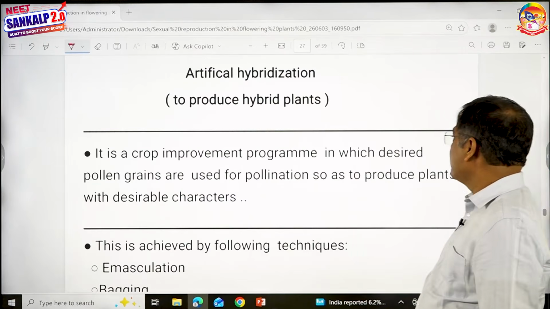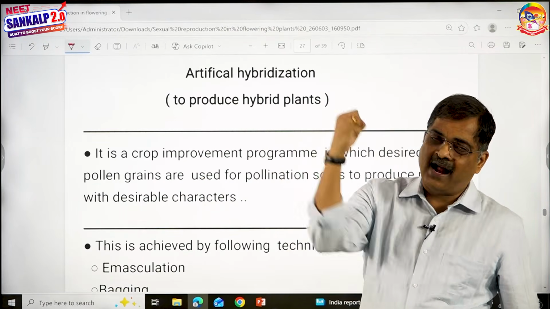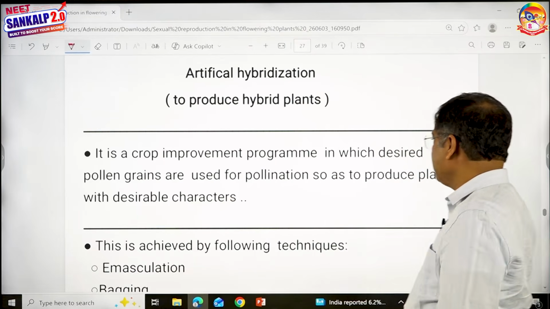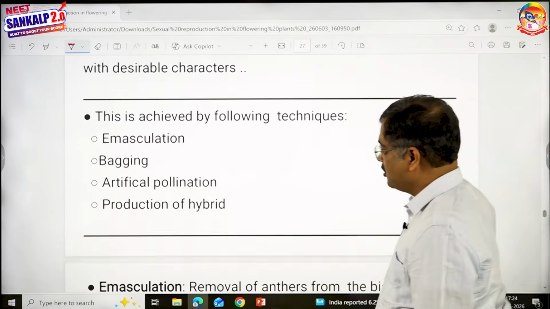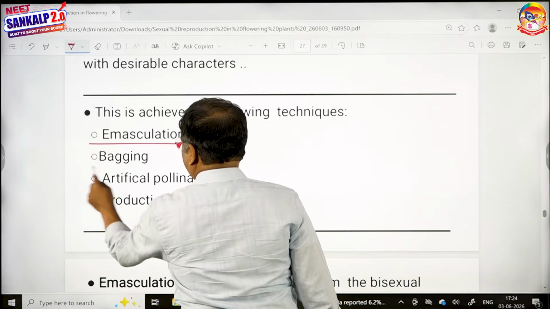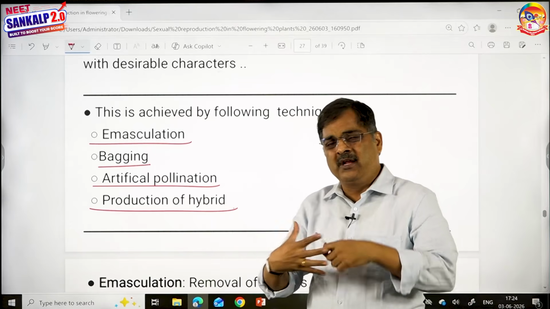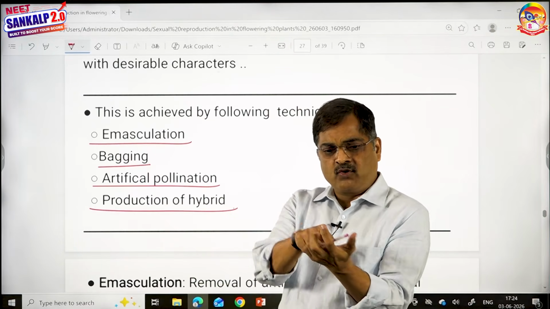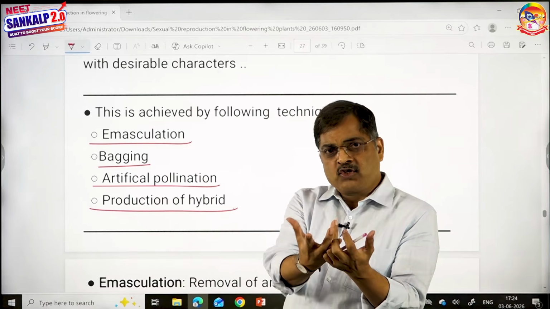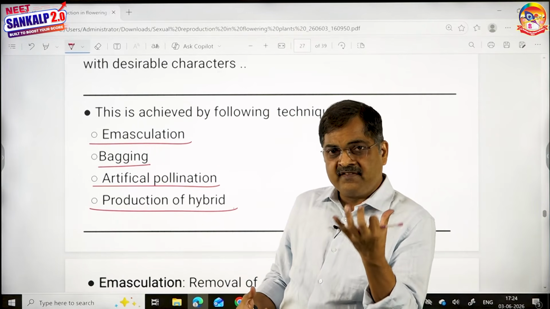In a crop improvement program, the desired pollen grains of one desirable plant, you artificially pollinate on the stigma of another. That is said to be artificial hybridization. It includes emasculation, bagging, artificial pollination, and the production of hybrid. Why do you have to remove the stamen? Naturally, children, I want the pollen grains of this flower to reach the stigma. This flower also has stamen. No, I have to remove it. That is called emasculation.